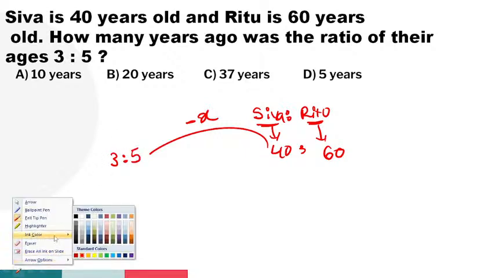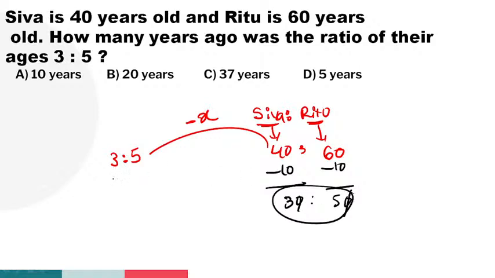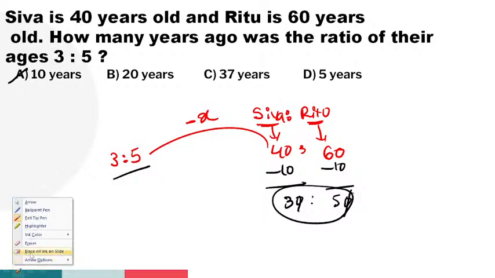Somebody is saying the answer. Very good, excellent. First go through the option verification. What is the first option? 10. Ago means minus, right? 40 minus 10 is 30, 60 minus 10 is 50, zeros cancel, 3 is to 5. Satisfied or not? Yes, satisfied. That's why option 1 is the right answer, guys. Clear, all of you? I think no need for pen and paper. Any doubts regarding this problem, guys?